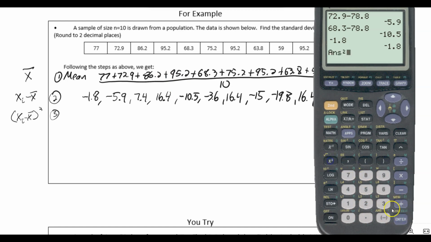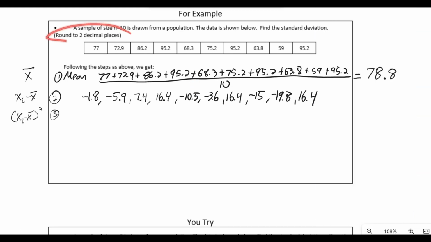If I square that value, we get 3.24. I'm not doing any rounding. Now, you might note that your question might ask for rounding, but you don't want to round in the middle of your problem. You want to round only the very last number. So this one's 3.24.